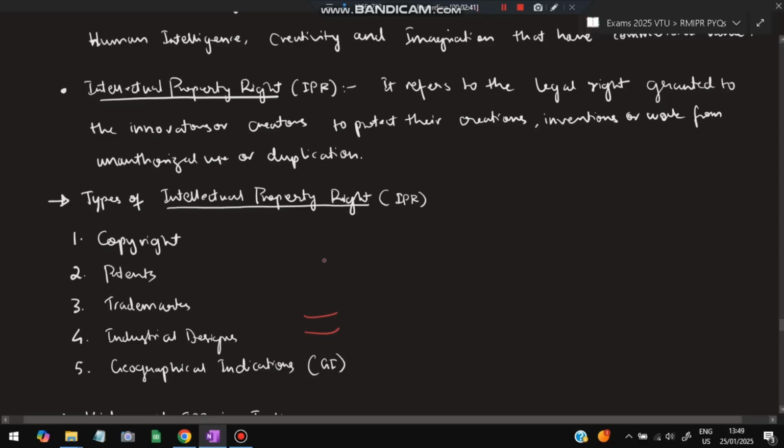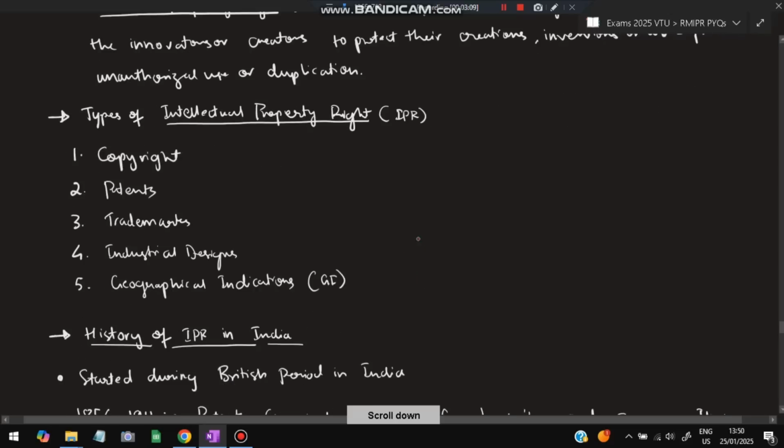Next is the geographical indications. It means where it originated, where it is actually made, the origin of it. It ensures the authenticity and boosts regional economies. For example, Darjeeling tea from India, West Bengal. That is a specific geographical location from where the tea is made. That is the geographical indication. Or champagne from France. Those are the different types of intellectual property rights.